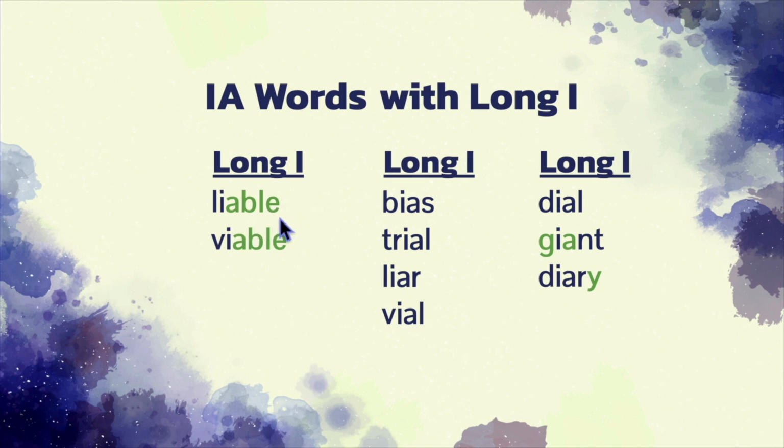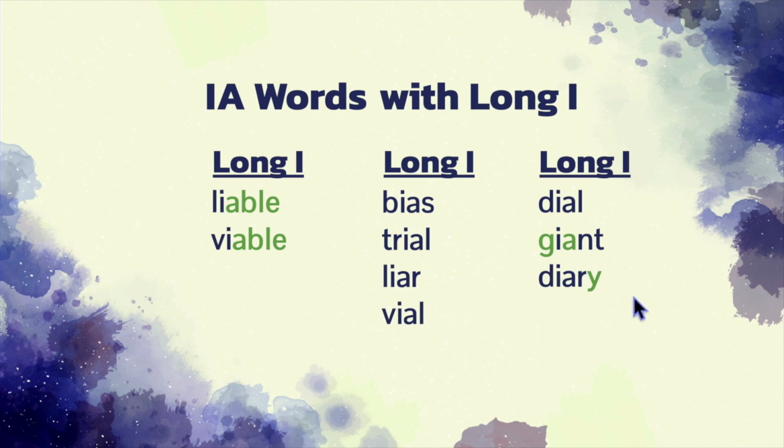While this word by itself is able, when it's used as a suffix, the A schwas, or takes on a muffled sound that sounds more like a short U or a short I. So we don't say liable, we say liable, viable. Here are more words where the I has a clear long I sound. Bias, trial, liar, vile, dial. This G will have the soft sound of J because of the I, and the suffix ANT usually schwas, and instead of having a clear ant sound, sounds more like int or unt.